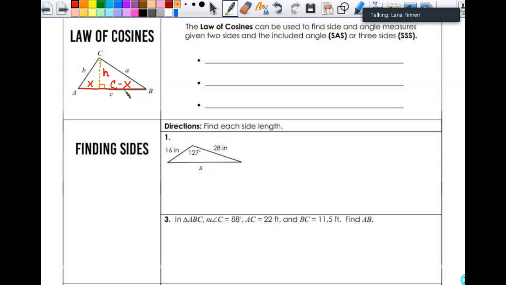So now let's talk law of cosines. The law of cosines can be used to find side and angle measures, just like law of sines was. And this time, if we're given two sides and the included angle, which is side, angle, side, or three sides, which would be side, side, side.